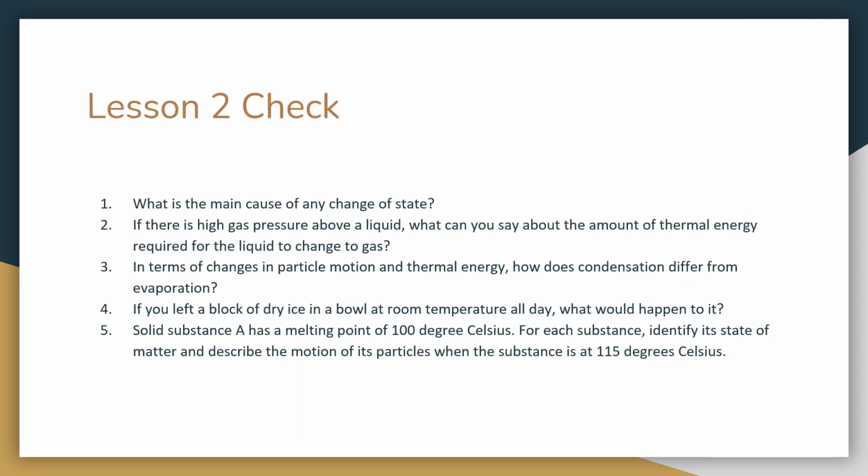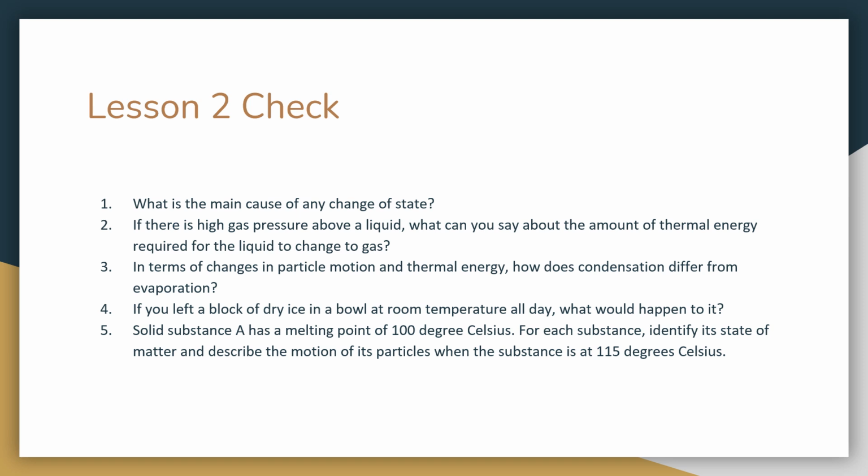So that concludes lesson 2. Now it's time to do our lesson 2 check. What is the main cause of any change of state? That is gaining or losing thermal energy, which causes a substance to change state. Number 2: if there is a higher gas pressure above a liquid, what can you say about the amount of thermal energy required for the liquid to change to a gas? It takes a higher amount of thermal energy for the liquid to change to a gas than if the gas pressure were low.